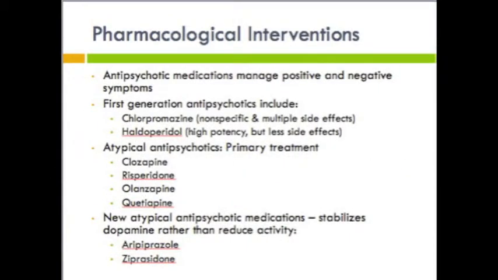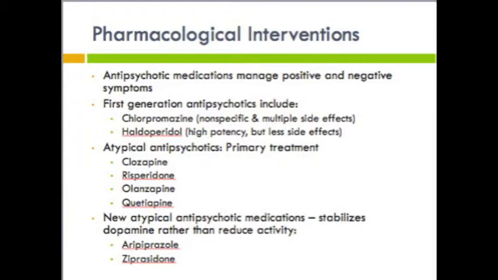So now let's talk about the treatment for schizophrenia. It includes antipsychotic medications, which are used to manage psychosis and both positive and negative symptoms associated with neurotransmitter dysregulation. Some first-generation antipsychotics are chlorpromazine, which has nonspecific neurotransmitter effects and numerous side effects. Haloperidol is used more often due to less anticholinergic and hypotensive side effects. Some atypical antipsychotics include clozapine, risperidone, olanzapine, and quetiapine.